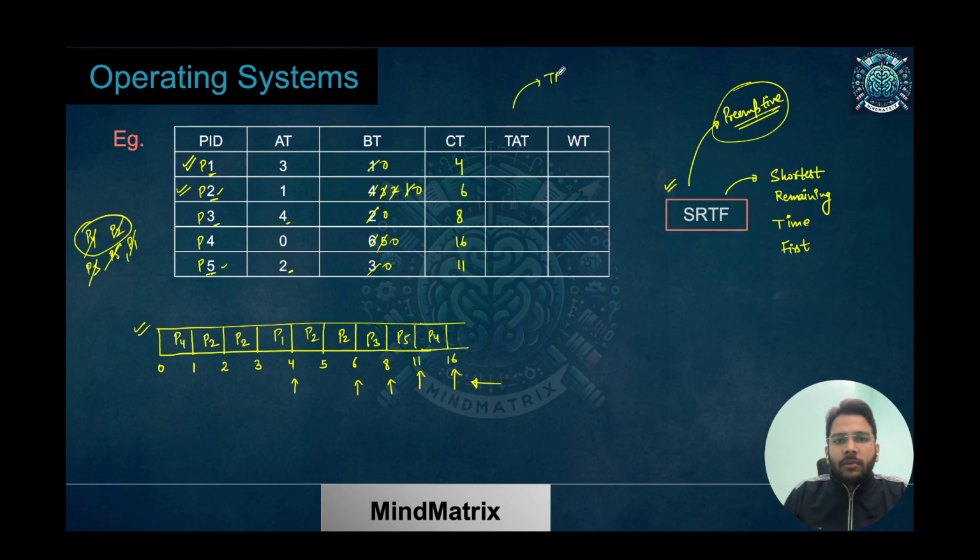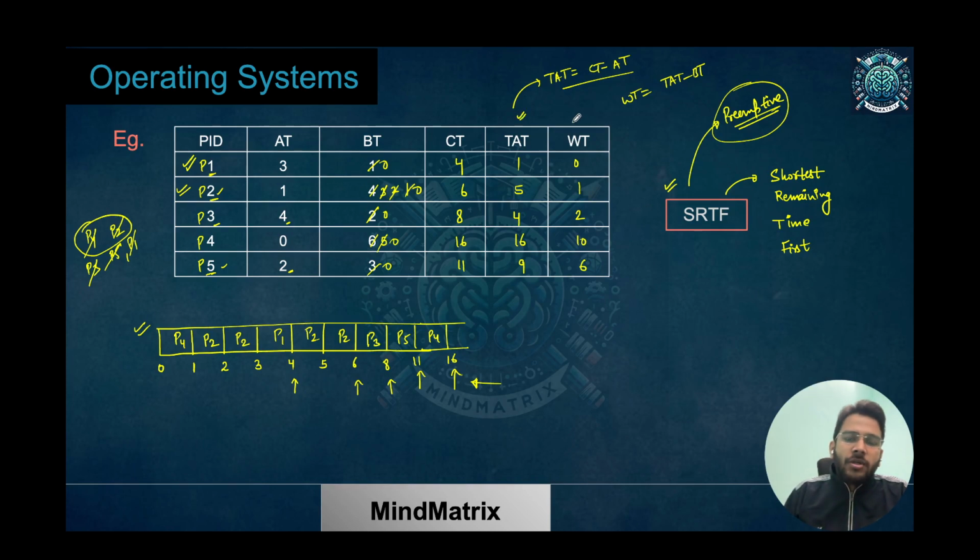Turnaround time is nothing but completion time minus arrival time. So 4 minus 3, it is going to be 1. 6 minus 1, it is going to be 5. 8 minus 4, it is going to be 4. 16 minus 0, it is going to be 16. 11 minus 2, it is going to be 9. Waiting time is equal to turnaround time minus burst time. So 1 minus 1, it is going to be 0. 5 minus 4, 1. 4 minus 2 is 2. 16 minus 6 is going to be 10. 9 minus 3, it is going to be 6.